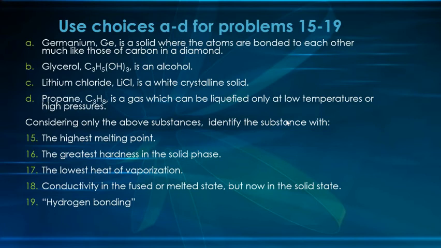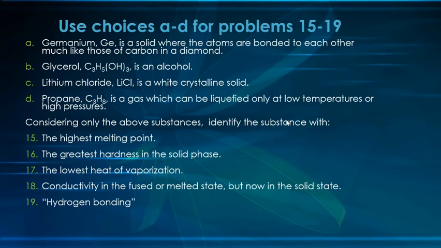Okay, so we have four choices. We have to figure out which ones could apply here. I haven't actually thought about this, so there's going to be a lot of me talking out loud. Which one would have the highest melting point? Germanium, glycerol, lithium chloride, or propane? Okay, so we need to analyze those four substances and kind of set our mindset clearly.